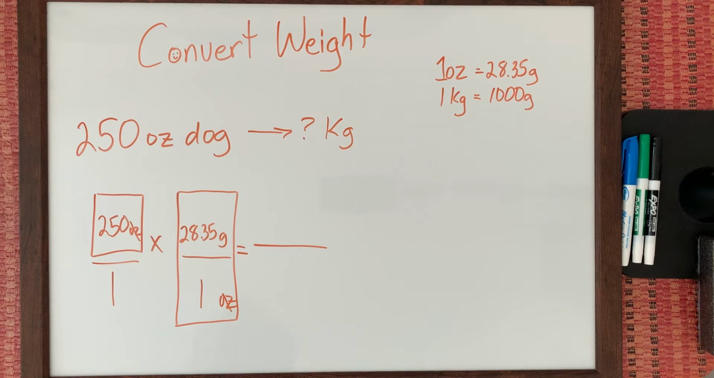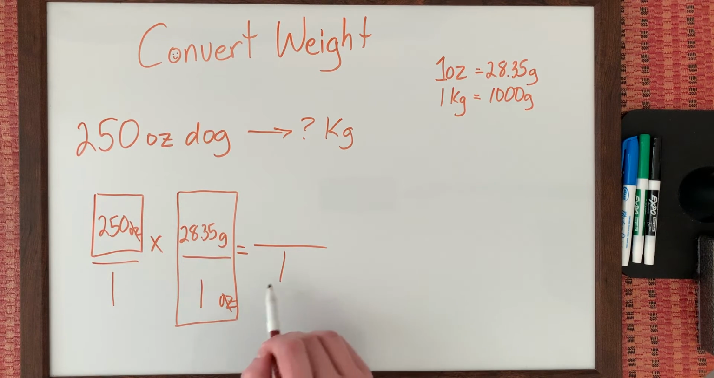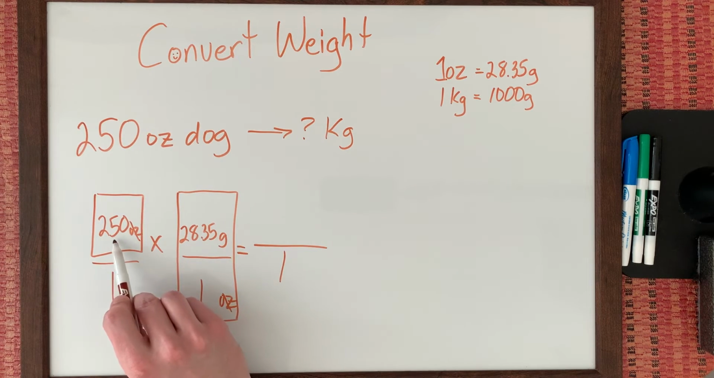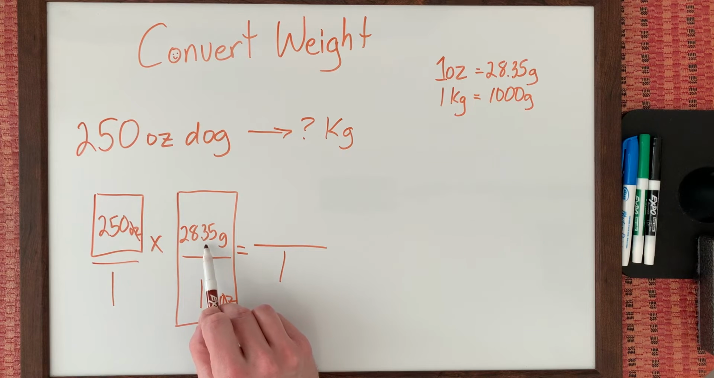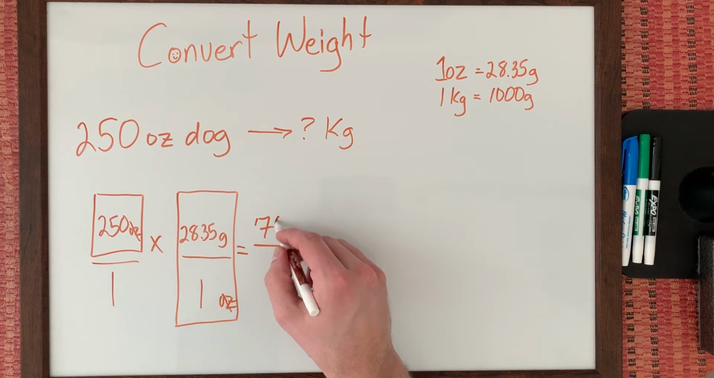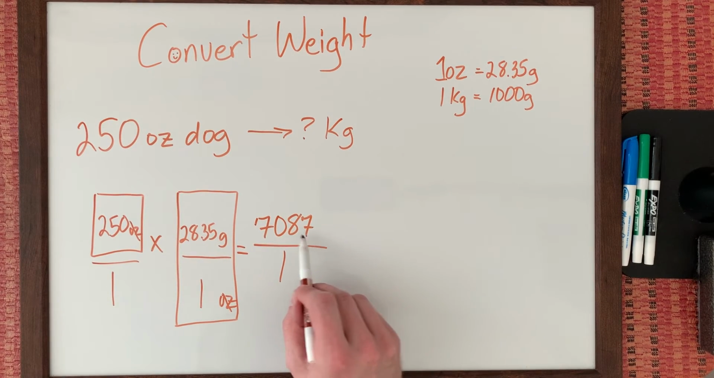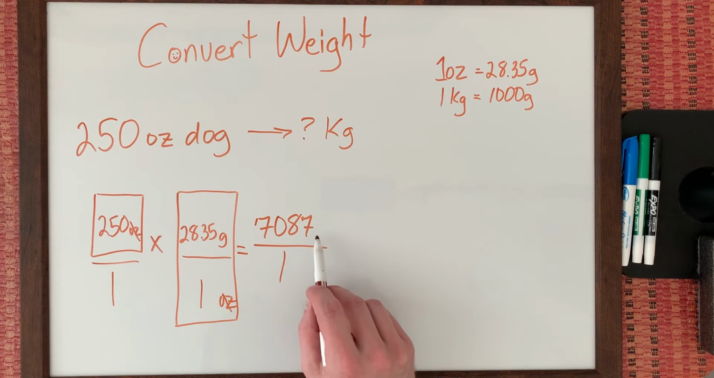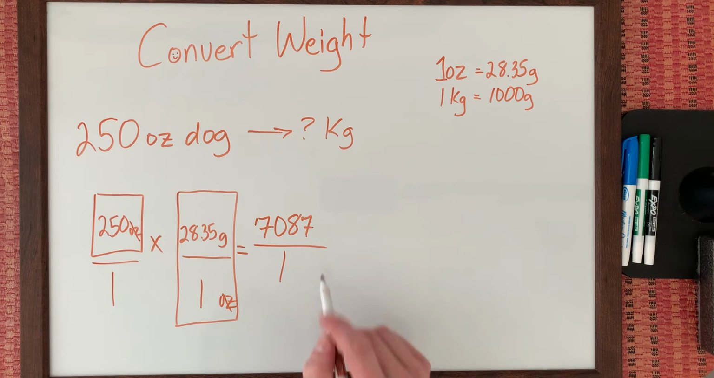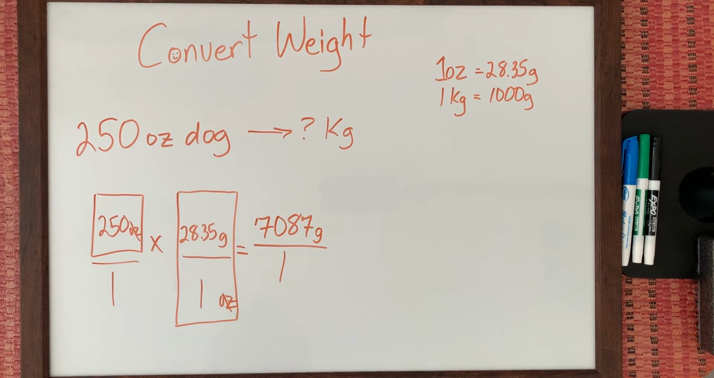Ounces is going to cancel. And on the denominator, I have 1 times 1 is 1. And in the numerator, I have 250 times 28.35. This is 7,087. And I'm just going to round it. There's a small decimal here, but the fraction or the decimal of an ounce is a very small number. So we're just going to leave it as a whole number. 7,087 what? Grams, because that's what's left over after the ounces cancel.